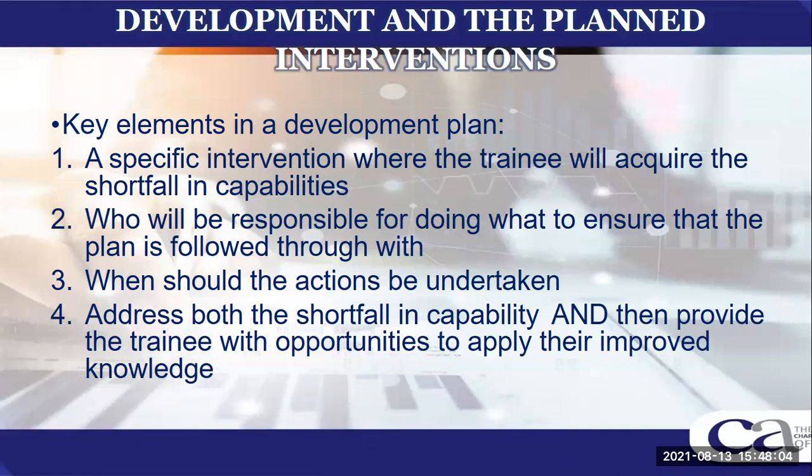So in developing and planning interventions, you find that there are 4 key elements that should be included in a development plan. So the first one is a specific intervention where the trainee will acquire the shortfall in capabilities. And then secondly, who will be responsible for doing what to ensure that the plan is followed through? Then thirdly, when should these actions be undertaken? And then finally, the development plan should address both the shortfall in capability and then provide the trainee with opportunities to apply their improved knowledge.